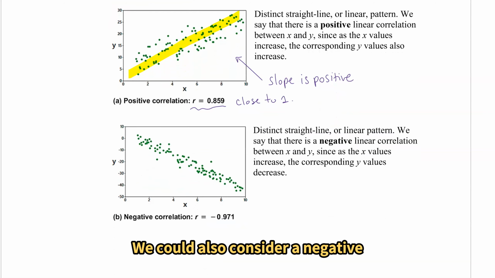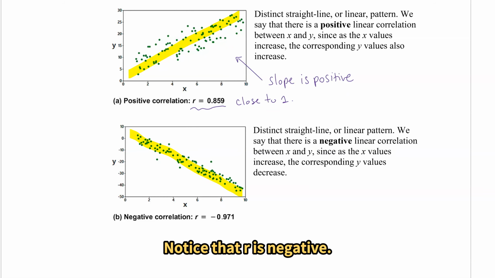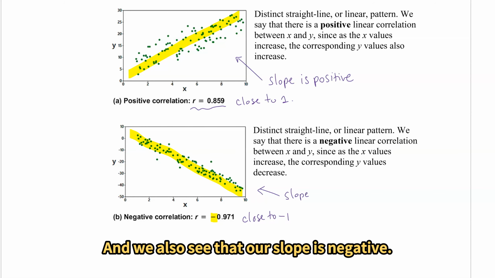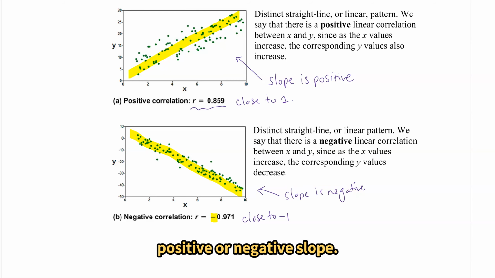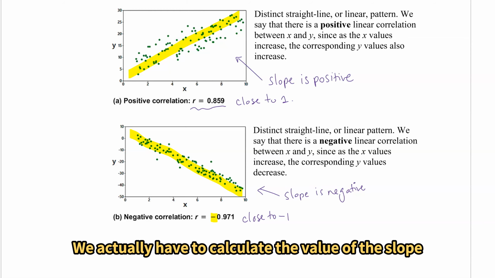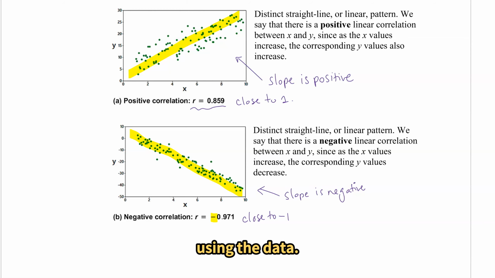We could also consider a negative linear correlation here. Notice that r is negative, and it's close to -1 in this case. And we also see that our slope is negative. The slope is not equal to r. R only tells us positive or negative slope. We actually have to calculate the value of the slope using the data.